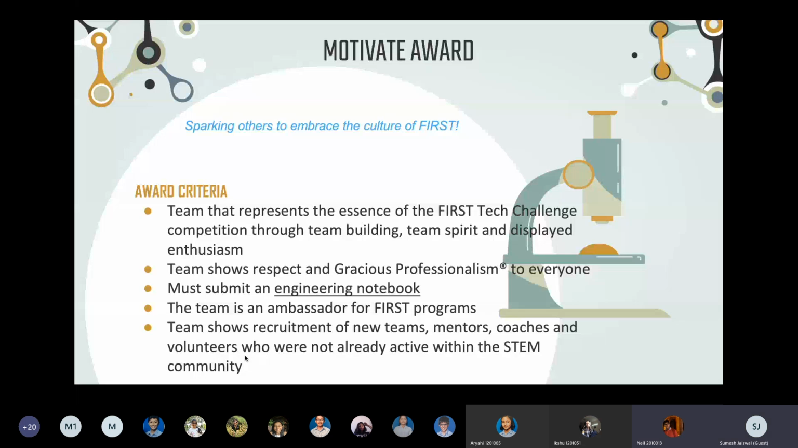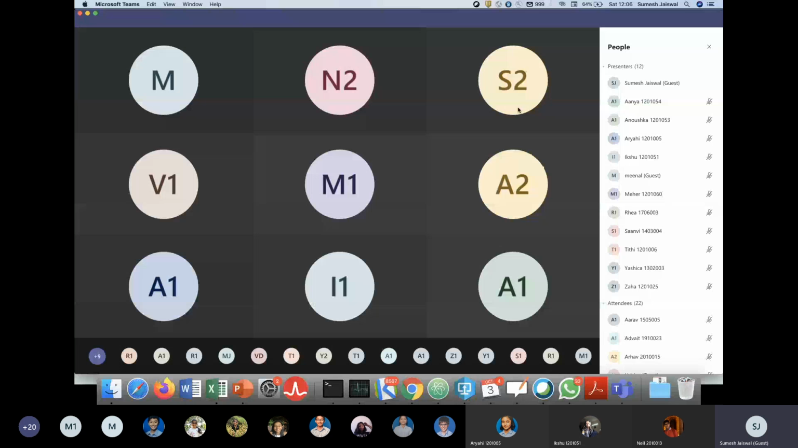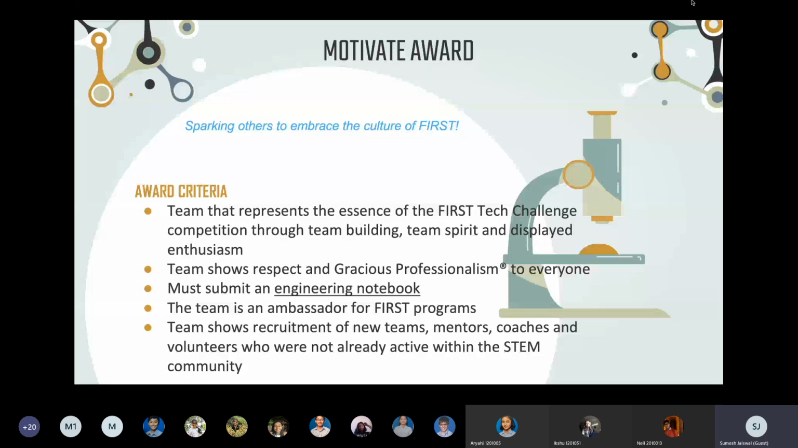Does the Motivate Award apply for rookie teams also, as they are also applying for FTC for the first time? Yes, it does apply because you may want to bring in new people as coaches or as volunteers into FTC, or as you are preparing for FTC, you may be helping some other team also to prepare for FTC. That makes you eligible. Just because you are a rookie team doesn't mean you should not do activities. So you should definitely target these activities. And like all the other awards, gracious professionalism is extremely important here. And the team must submit an engineering notebook, without which you will not be eligible for this award.